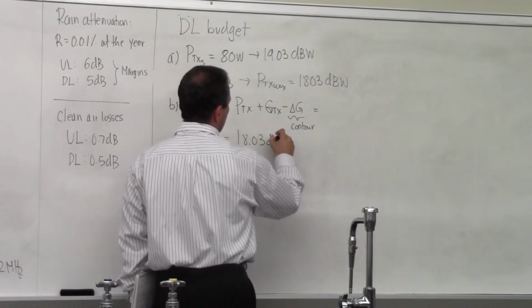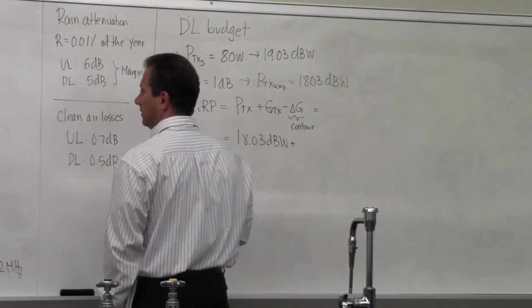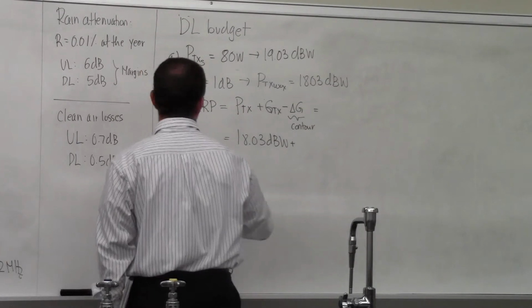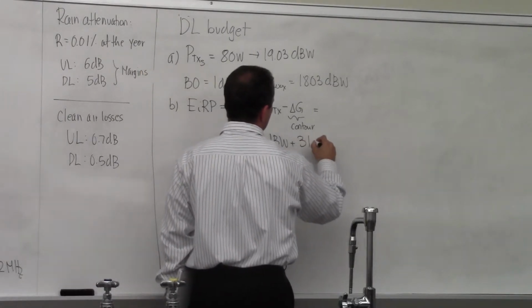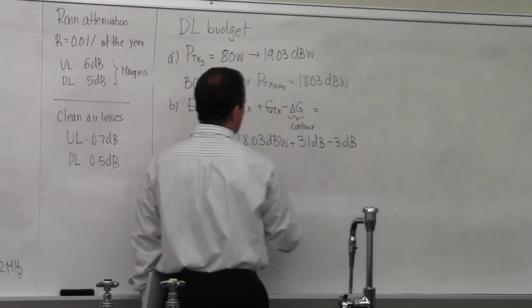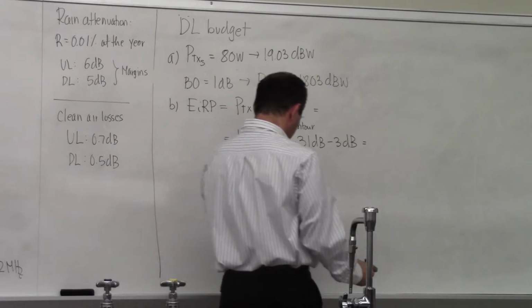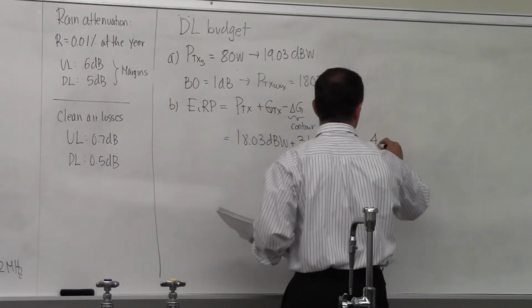So in this case, this becomes 18.03 dB watt plus the gain of the antenna, I believe it was 31. Yeah, 31 dB. And minus 3 dB, because you're at the edge of the contour, and this gives you a value of 46.03 dB.